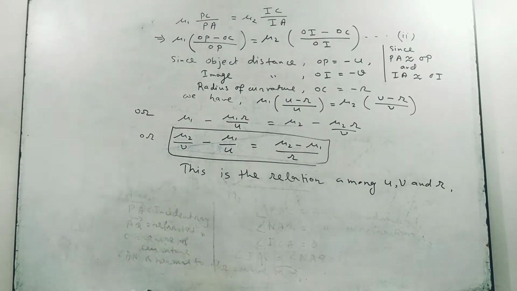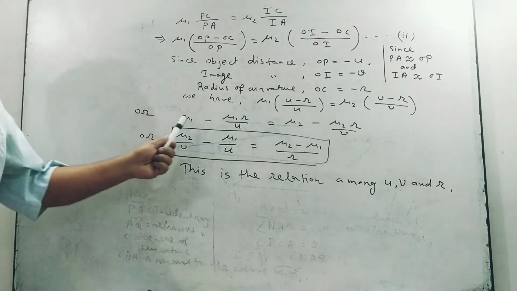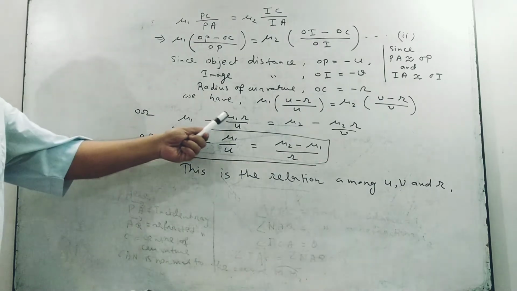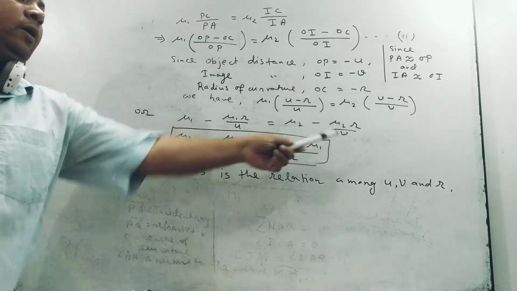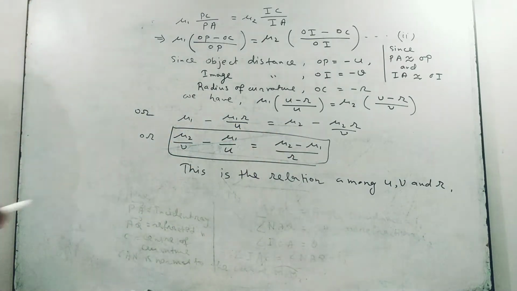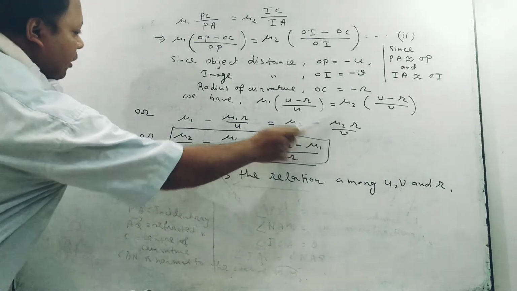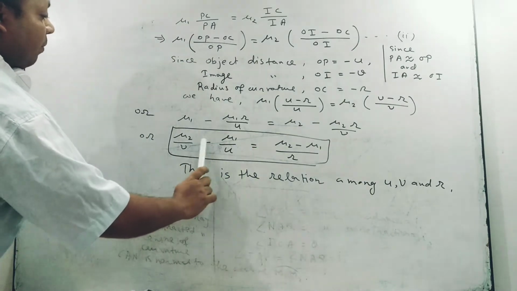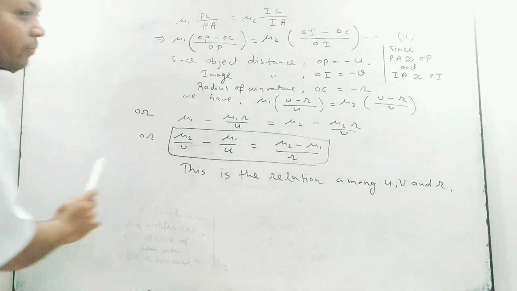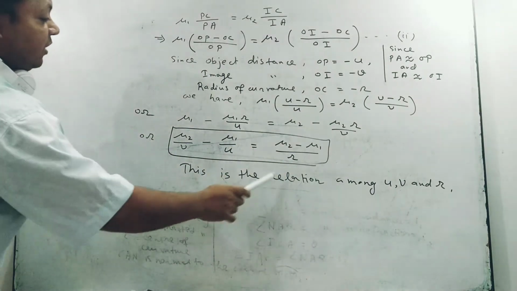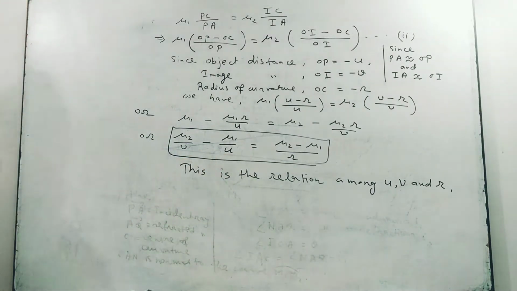Now we can write mu1 minus mu1 R by U is equal to mu2 minus mu2 R by V. This gives mu2 by V minus mu1 by U is equal to (mu2 minus mu1) by R. This is the relation among U, V and R, that is object distance, image distance, and radius of curvature.